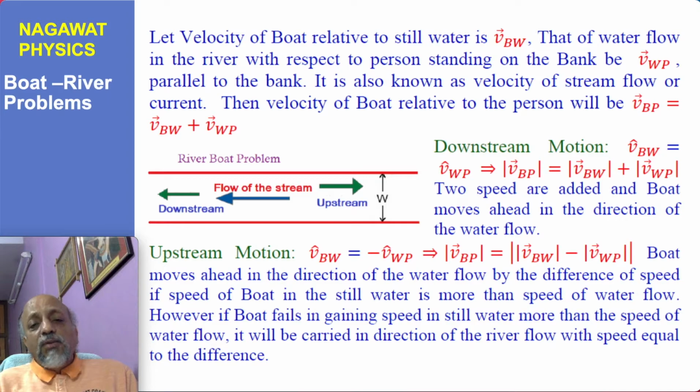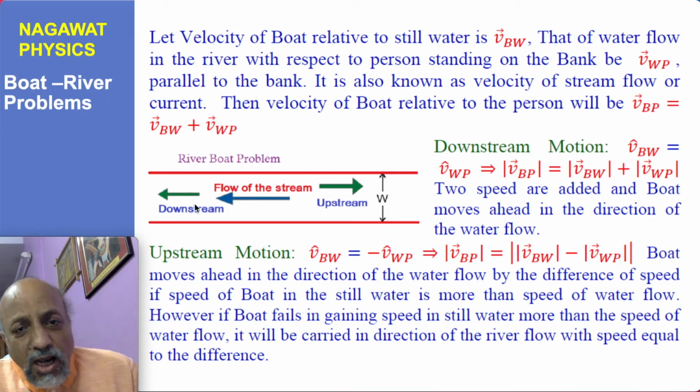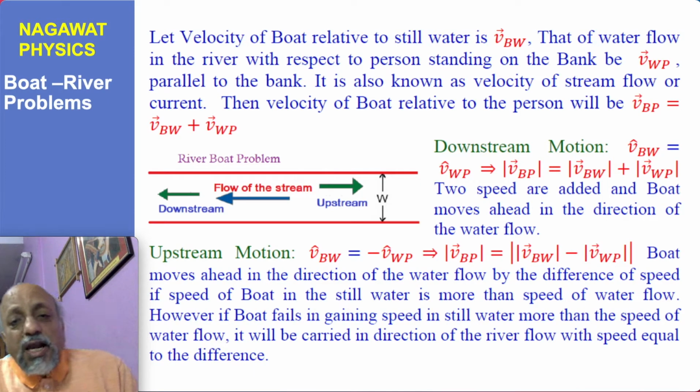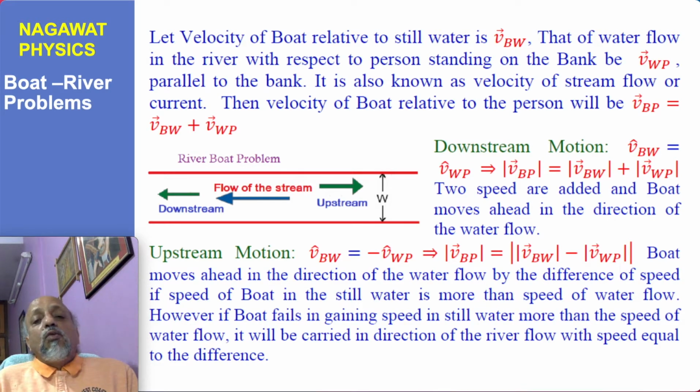Upstream motion is against the stream. So if the water is flowing in this direction and you row the boat in the opposite direction, then that is called upstream motion. In upstream motion, the direction of unit vector of BW and WP would be opposite to each other, and therefore the speed VBP will be equal to the difference of the two. And you would be able to go in the upstream direction only when the VBW is greater than VWP, which means the velocity with which you can row the boat is greater than the velocity of the water flow. But if you can't row the boat with a velocity greater than the velocity of the water flow, then there will be a drift in the downstream and you would not be able to get a displacement in the upstream direction.